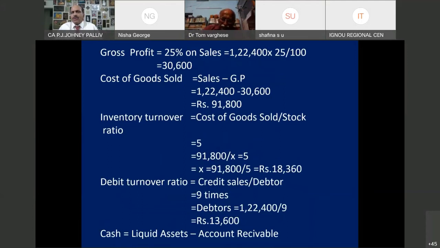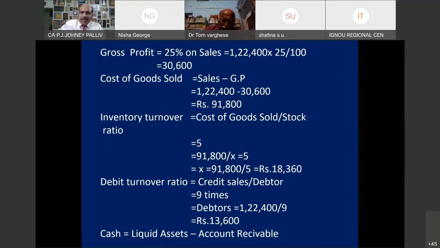How did you get it? Sales into gross profit ratio. That is, you see, the first line. Sales into gross profit ratio. Yes, sir. That is 30,600. Clear.